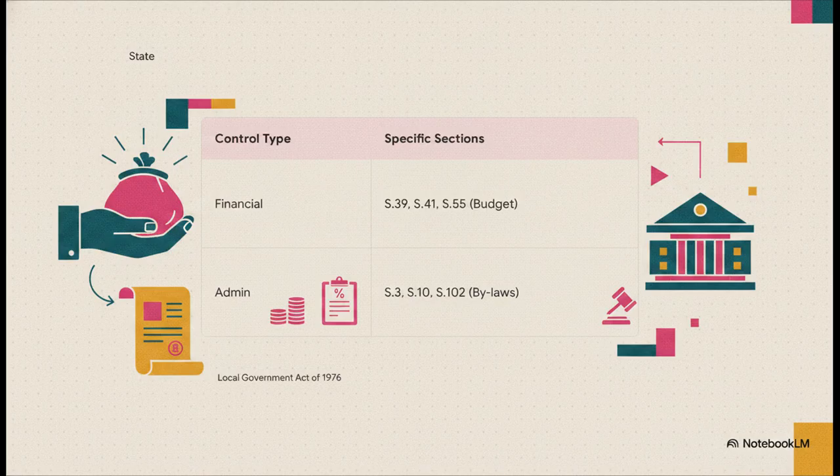Now, the state also exercises direct legal control over devolved local governments, specifically through the Local Government Act of 1976. And this brilliantly illustrates how that control is divided. Financially, the state holds the purse strings. Sections 39, 41, and 55 basically mean the state has to approve their revenues, loans, and budgets. Administratively, Sections 3, 10, and 102 mean the state controls their status, hires councillors, and can veto any bylaws the local government tries to pass.